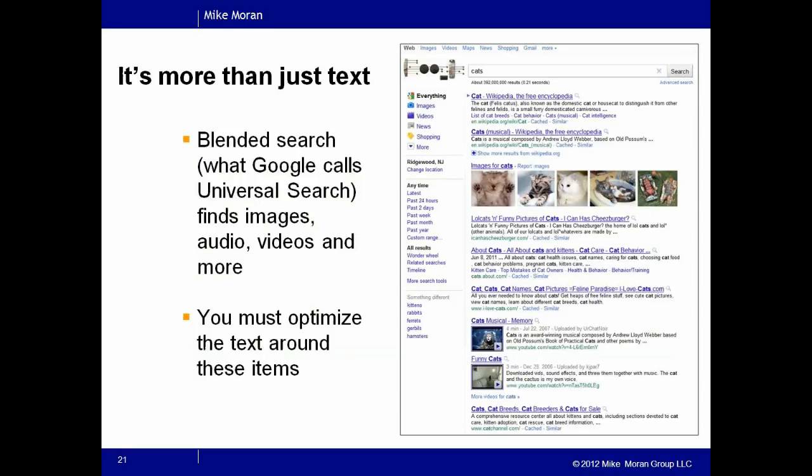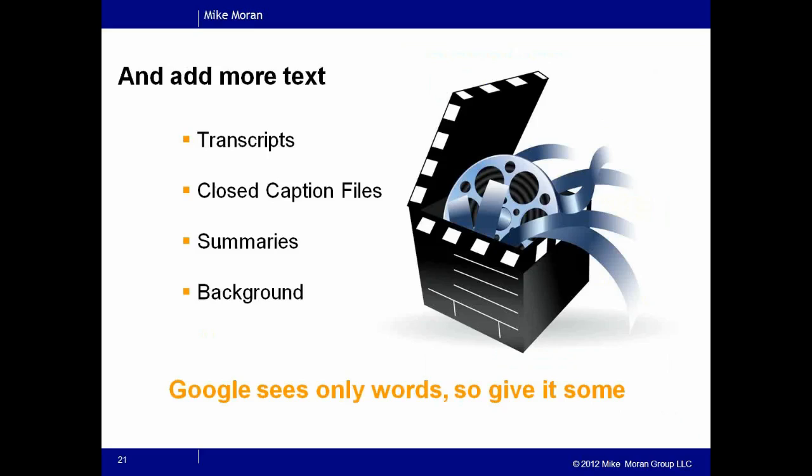And we've talked a lot about the text on the page, but it's more than just text. So Google has universal search. This is called in the industry blended search, where they're not just showing blue links for web pages, but they're showing pictures, they're showing videos. There's all sorts of things that might be showing up. And so what do you do for things that aren't text? Well, the real thing you have to do is to add more text around them. And so where can you do that?